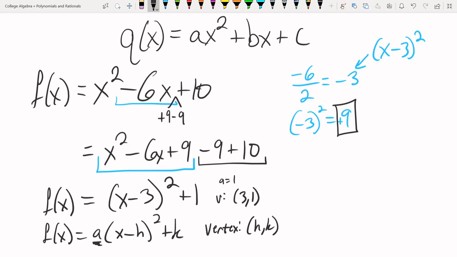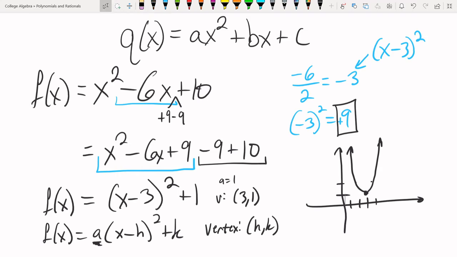What does this look like? It looks like this. 1, 2, 3, 1. That's where the vertex is. If a is positive, it's going to open up. If a is negative, it's going to open down. You could, of course, plot some points in, but that's what it looks like as a rough estimate. If you wanted a good graph, well, just graph it on some graphing software. You'll see that in this case, since a is positive, we have it opened up, and the vertex, because a is positive, is a minimum.